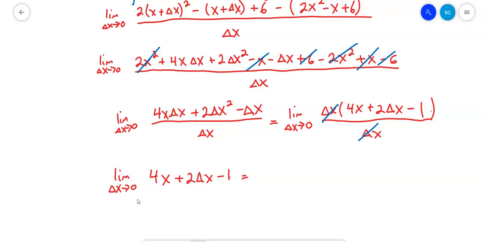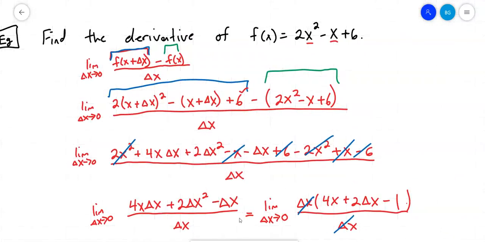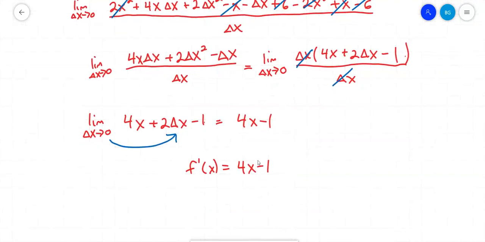So if I plug in 0 for delta x, obviously that term goes away, and I just get 4x minus 1. So the derivative of f of x, and remember that's what this notation means, the derivative of f of x, is just 4x minus 1. So what does that tell me? Well, what that means is the slope of that curve, which we know is a parabola since it's a quadratic function, is given by this expression.